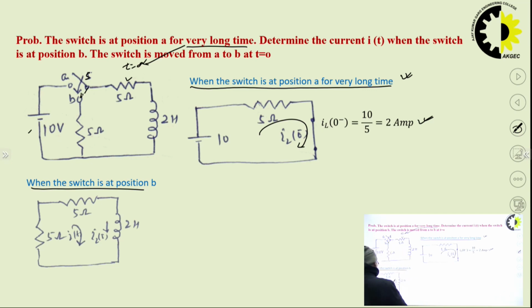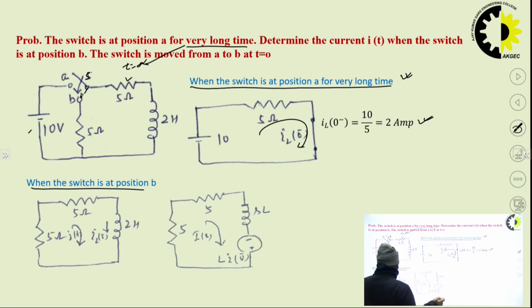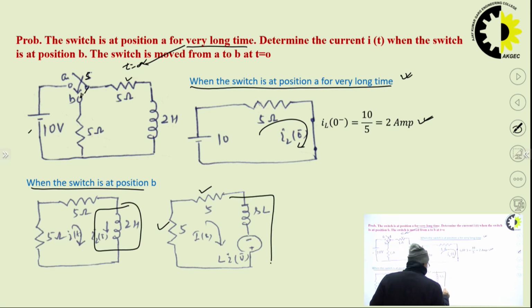The second approach is to convert this circuit into the S domain and then apply Kirchhoff's voltage law, write the expression for I(s), and then take the inverse Laplace transform to get i(t). So, I have followed the second approach. This is 5 ohm, this is the 5 ohm, and this is the inductor in time domain, and this is the inductor in S domain. I have drawn this circuit because I am going to apply Kirchhoff's voltage law.